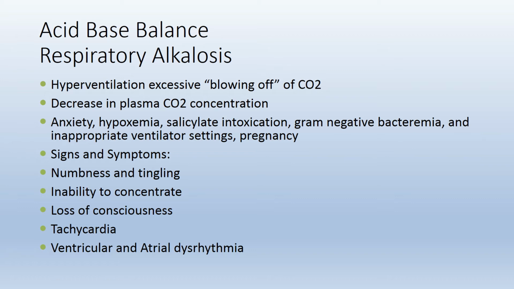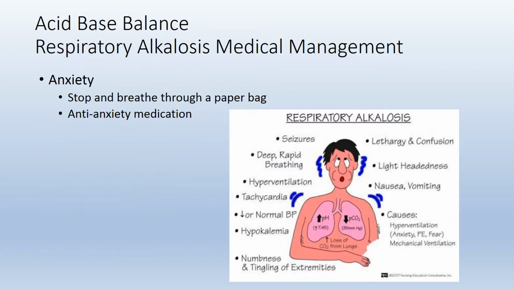So, what do we see with some indications of respiratory alkalosis? You'll see numbness and tingling, inability to concentrate. You'll see loss of consciousness. You'll see tachycardia and ventricular and atrial dysrhythmias. Okay, so there's a lack of CO2, so you're going to have an alteration, and a lot of times if you're losing CO2, you're going to have a deficit in your potassium.